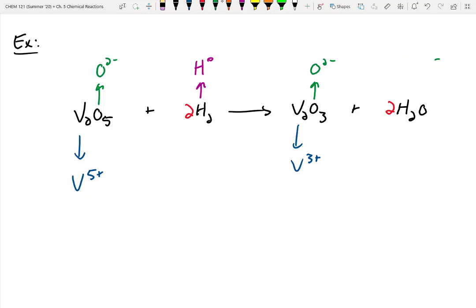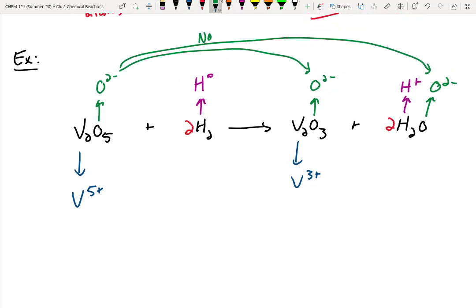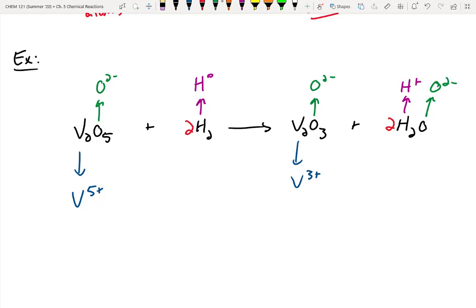All right, and then we'll go over here. We'll say that hydrogen is now in a molecule, so it's going to be hydrogen plus. Oxygen over here is going to be O2 negative because it's always 2 negative. So let's take a look here. For oxygen, the oxidation state stayed 2 negative, so no change. All right, so if we want to, we can even just ignore these and just get rid of this. And let's focus now on the hydrogen.